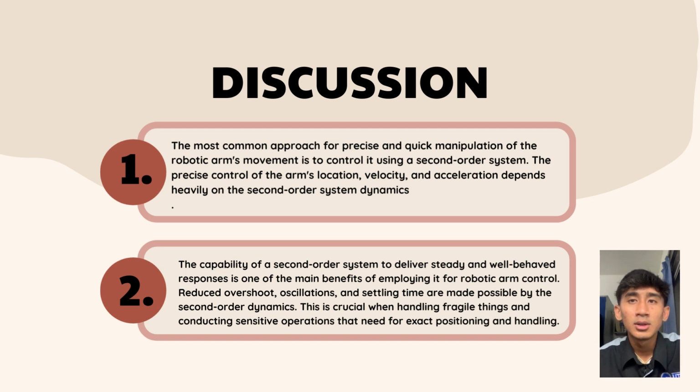Reduced overshoot, oscillations, and settling time are made possible by the second order dynamics. This is crucial when handling fragile things and conducting sensitive operations that need exact positioning and handling. A little connection to our project involving the robotic arm control.